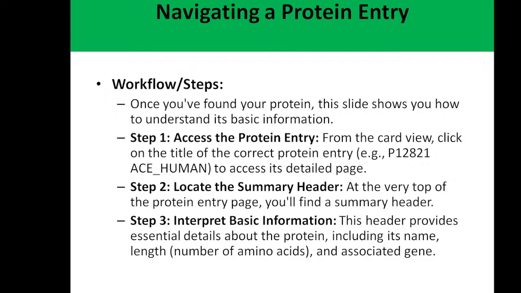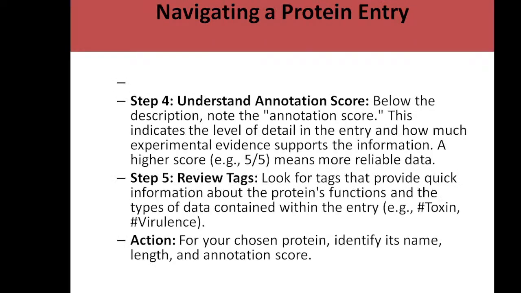That is, instead of knowing the protein name, what you know is just the specific protein number, and you will enter that just like what you have there to access its detailed page. The second one is to locate the summary header at the very top of the protein entry, by which you will be able to interpret your basic information. And lastly, step 4, which is to understand the annotation score.